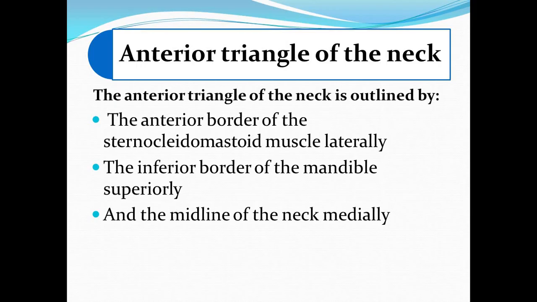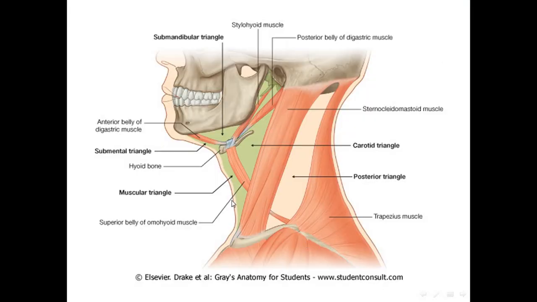The other classification system of the spaces of the neck is to be divided into anterior and posterior triangles. The anterior triangle of the neck is outlined by the anterior border of the sternocleidomastoid muscle on either side, the inferior border of the mandible superiorly, and the midline of the neck medially. Let's have a look at this triangle. This triangle highlighted in light blue here is the anterior triangle. As we see, the boundaries are the inferior border of the mandible, the anterior midline, and the anterior border of sternocleidomastoid muscles.